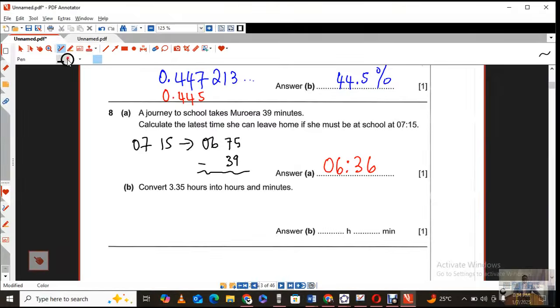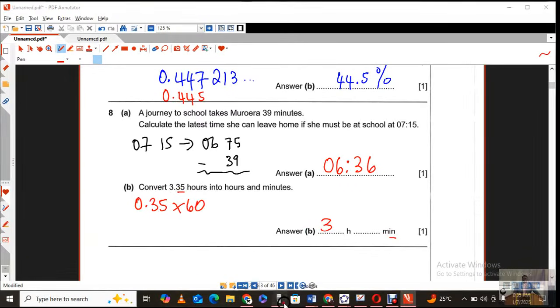All right, part B. Nothing to be afraid of. You have got 3 hours and 35, or 3.35 hours. This is the decimal version, but the 3 there means it's 3 hours over here. Now, the 0.35 part, you're going to change it into minutes by multiplying it by 60, since you have got 60 minutes in an hour.